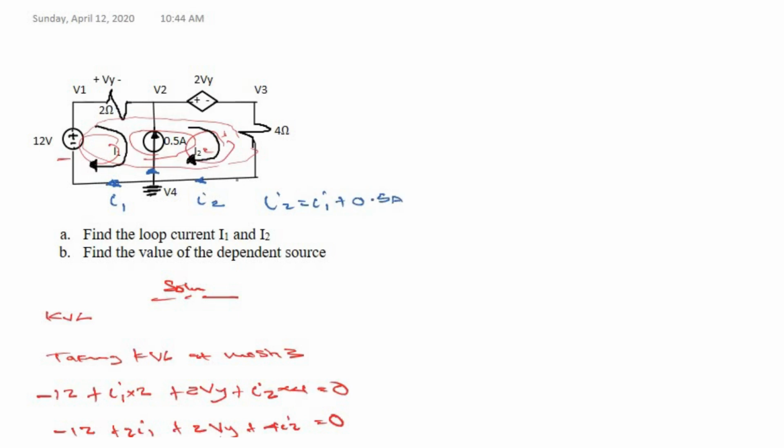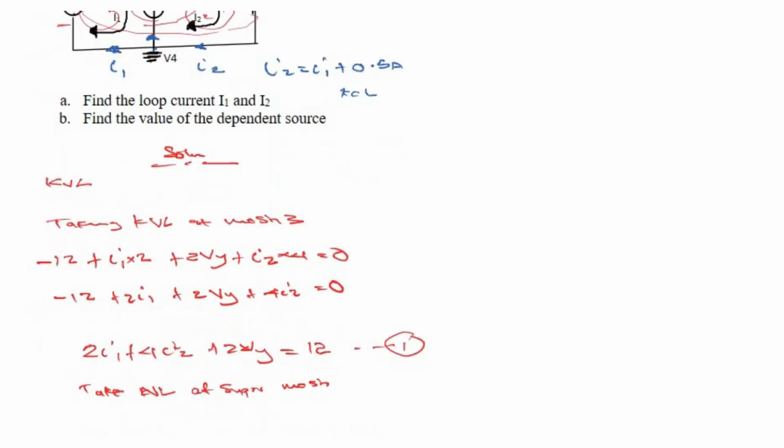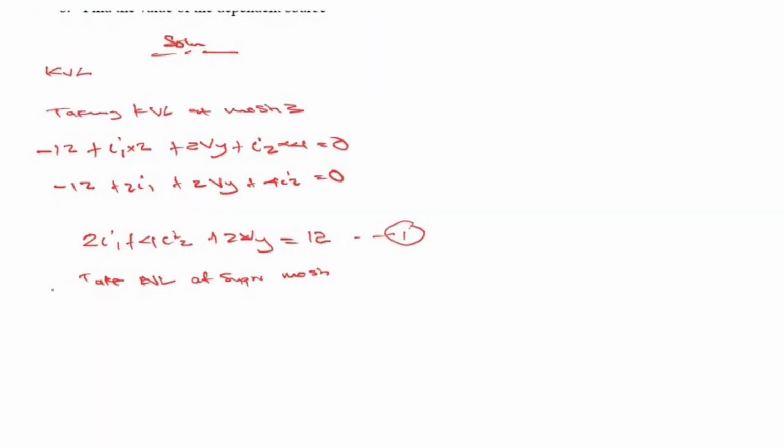As you can see, the total current flowing into this node is equal to the total current leaving, using KCL. This is KCL. Let's call this equation 2. So we are having I2 is equal to I1 plus 0.5 amp. So this is equation 2.